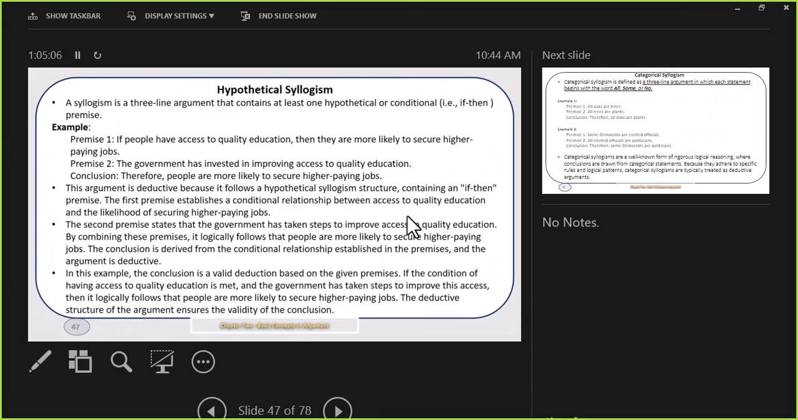Syllogism, what's syllogism? Have you ever heard this word before? Syllogism is a typically deductive pattern. What is the word syllogism itself? It's a word, a concept.